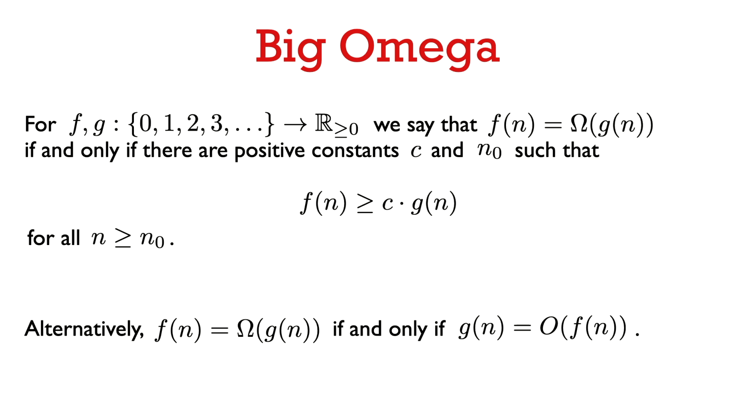So this definition is like a lower bound version complementing the upper bound version of big O. And in fact, you can express this definition in terms of big O. Namely, f of n is big omega of g of n if and only if g of n is big O of f of n.